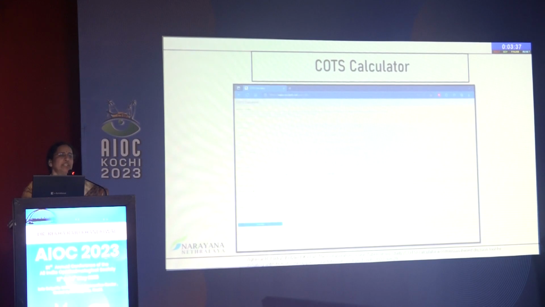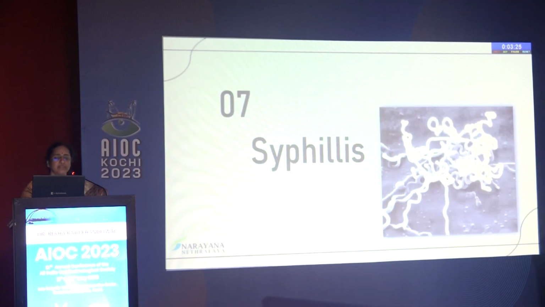Recently, the COTS calculator is available. In that, if we feed the data, it gives us the possibility of tuberculosis. Most of the times, it is presumptive so that we can convince the physician to start the patient on anti-TB drugs. Next, we'll move on to syphilis.